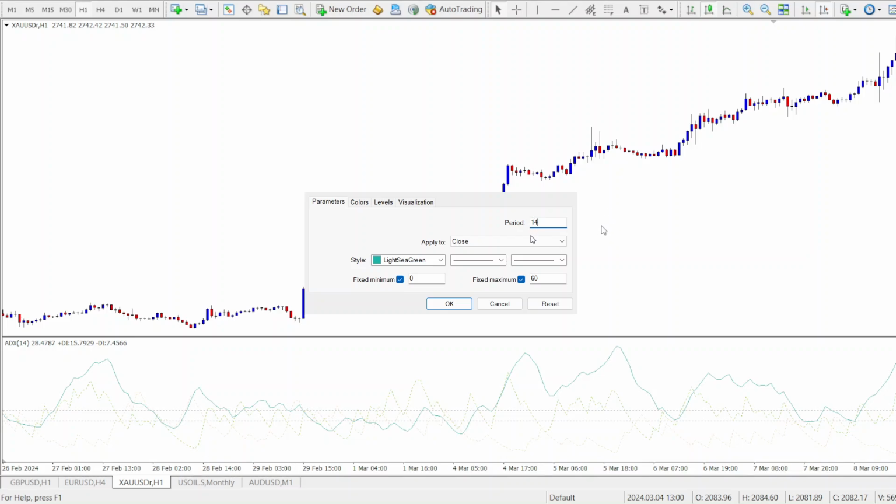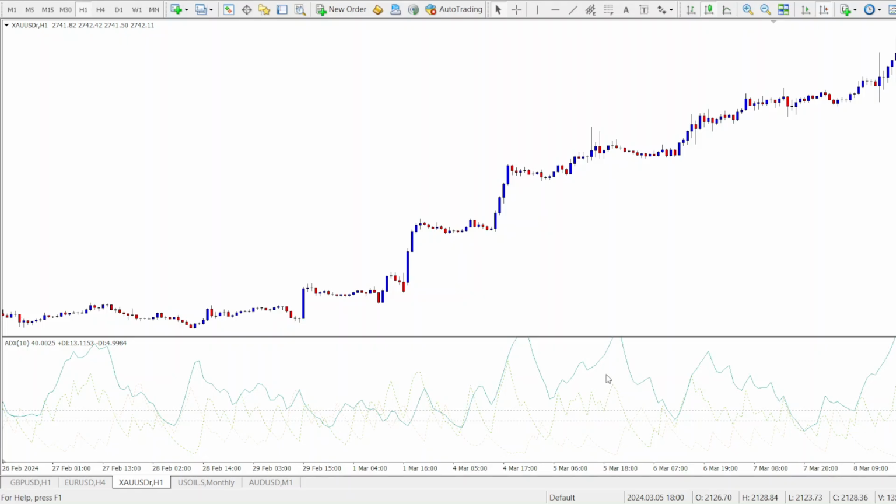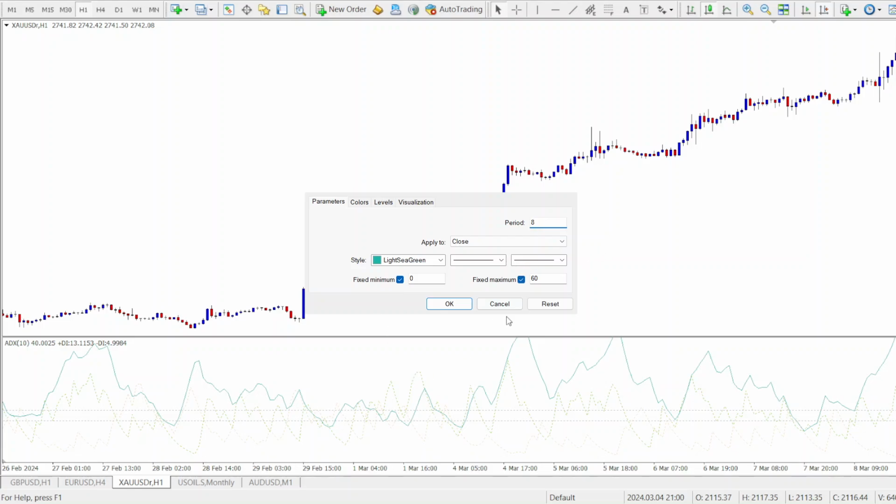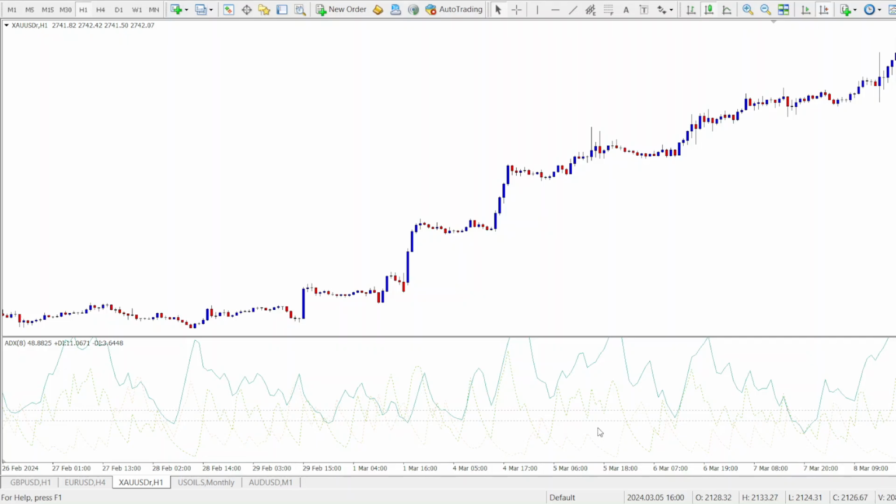This is a solid setting for most situations, but if you are day trading, you might prefer a faster setting like 8 or 10, as it can give quicker signals. Let's see how the 10 looks. Remember that the lower the value here, the faster the indicator reacts to price changes. Let's see how the 8 period looks. So this is if you are day trading.